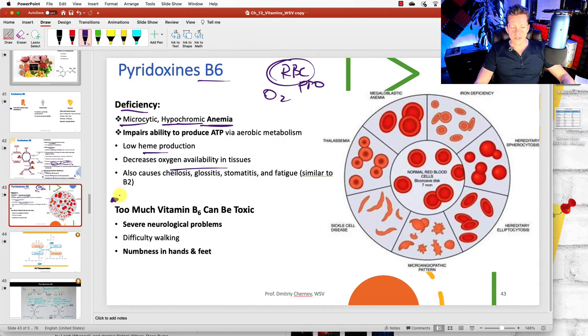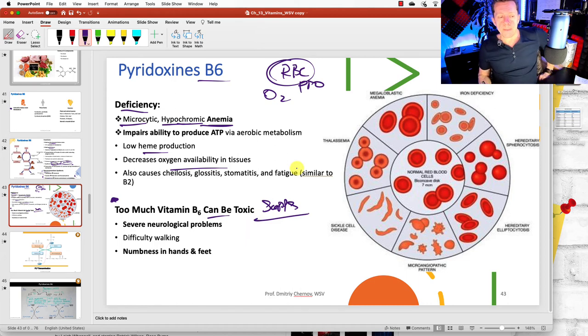As an exception, remember I said that certain vitamins can lead to toxic levels. Too much B6 can be toxic, but usually from supplements. From foods, it's very hard to get intoxicated by certain vitamins and minerals, because how much can you eat of those, right? If you're eating normal portions and a variety of fruits and vegetables, or even carbohydrates, proteins, and fats, it is hard. By taking supplements on top of that, yeah, that can lead to severe neurological problems.